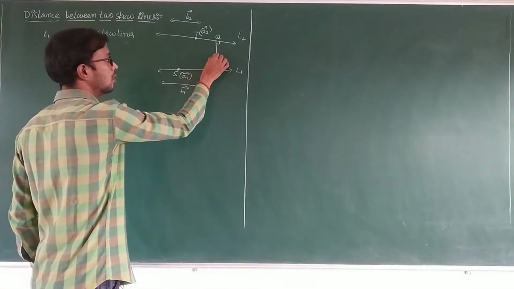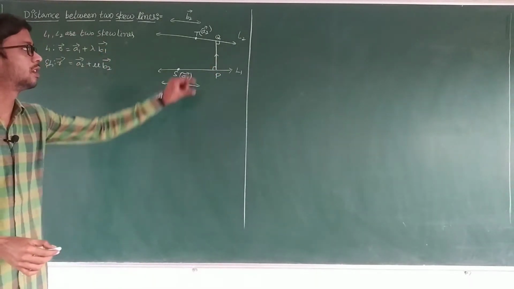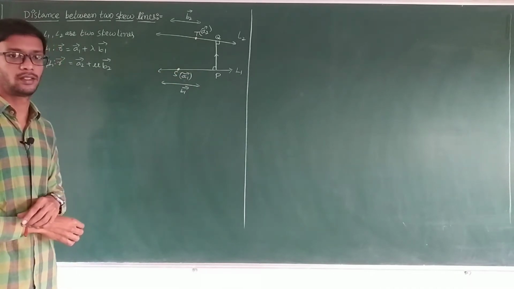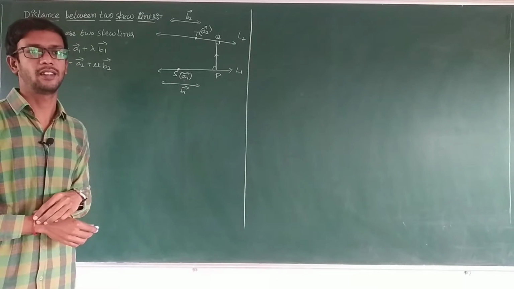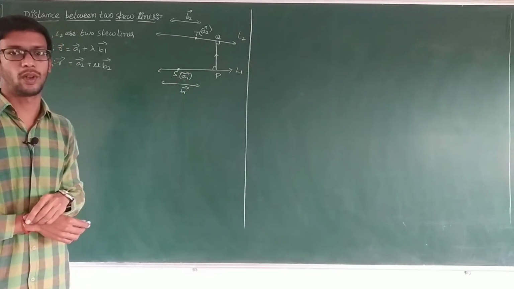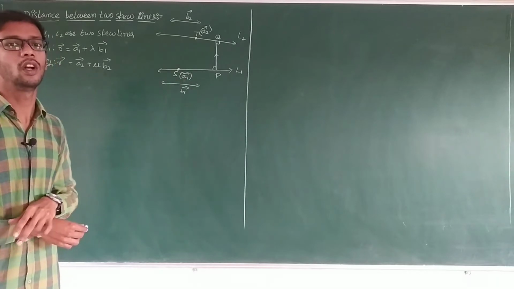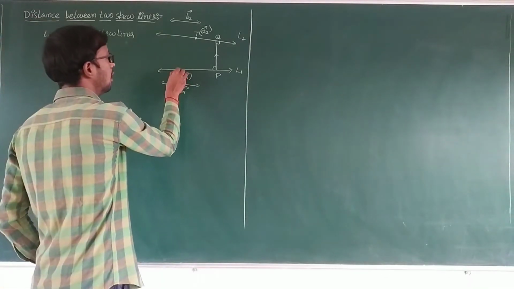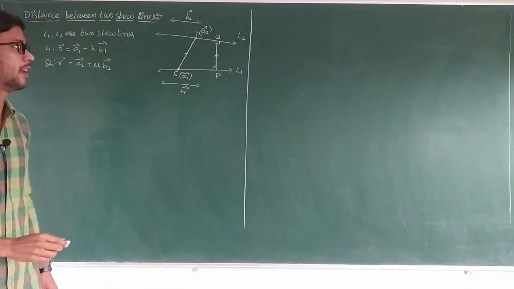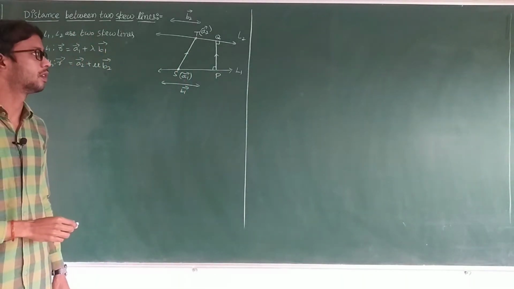P to Q. So this is the shortest distance between the two skew lines. PQ is the shortest distance between two skew lines. This PQ length we have to find. Now I am joining S to T.